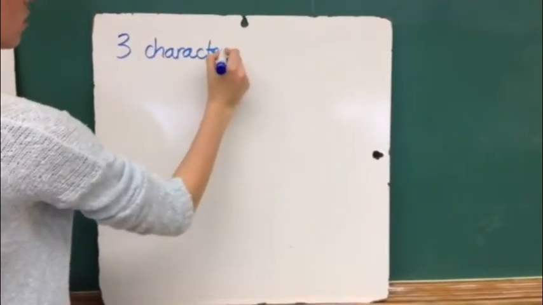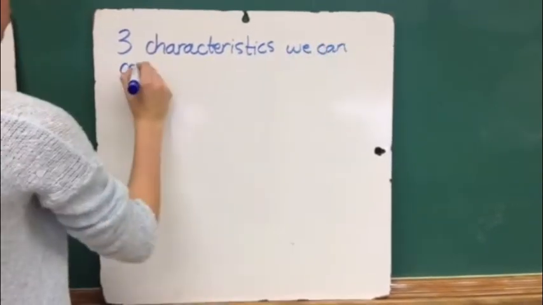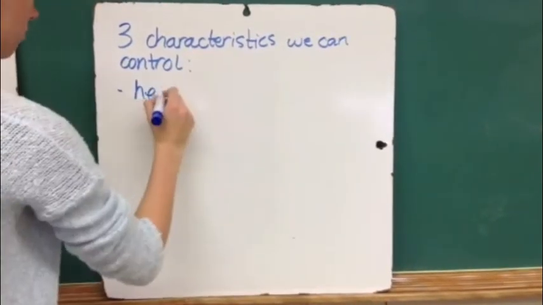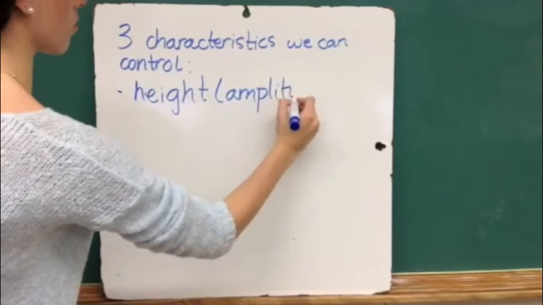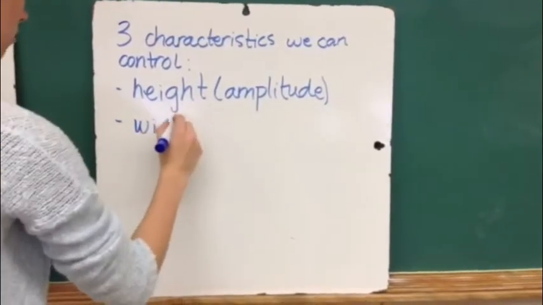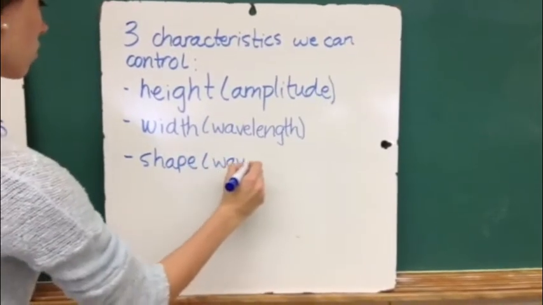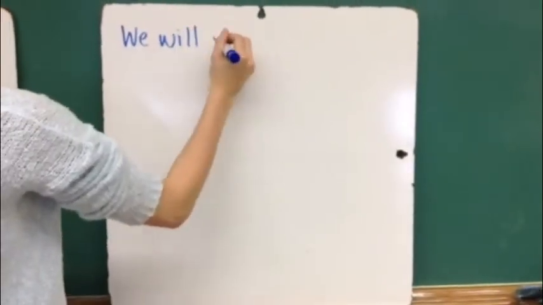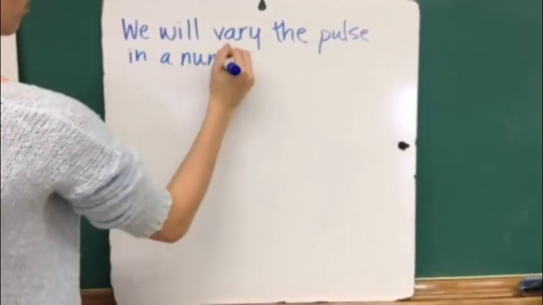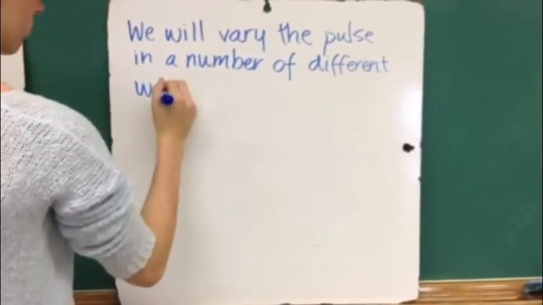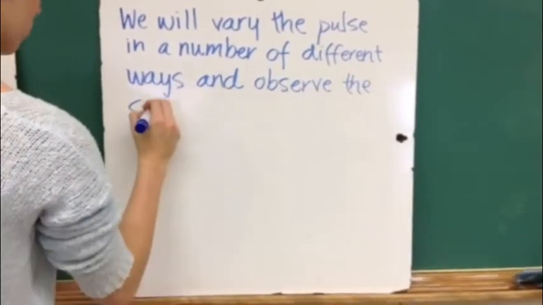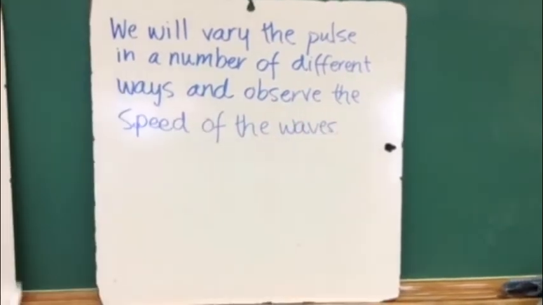When looking at waves, there are three important characteristics of a pulse that we can easily control: the height or amplitude, the width or wavelength or period, and the shape or the waveform. We will be varying the pulse in a number of different ways, and we'll observe the speed of the waves.